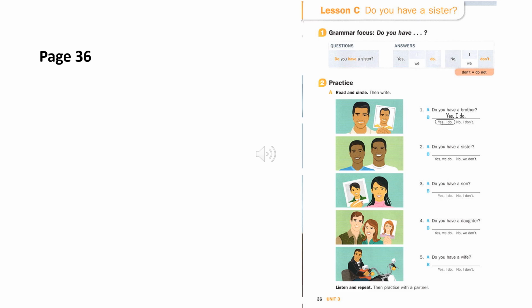Look at number 2. How many people are being asked? Do you have a sister? The same as in this part of the country, we'd say, do you all have a sister? Number 3, it's only one person being asked. Number 4, 2 people are being asked. And number 5, one person is being asked. Finish this. I'll give you a few minutes to do this. Then we'll check your answers.